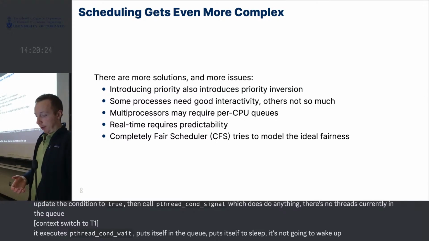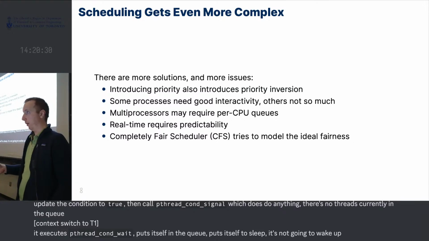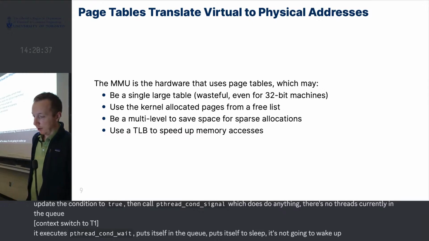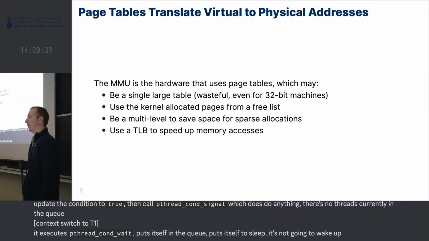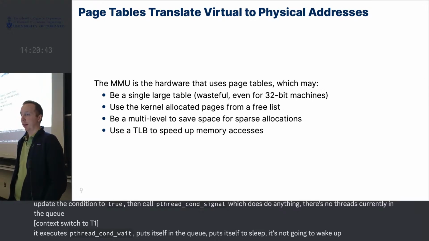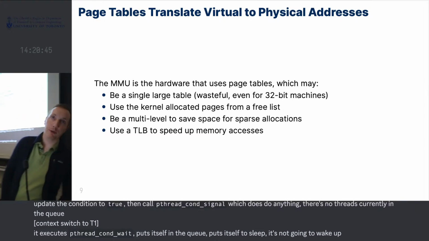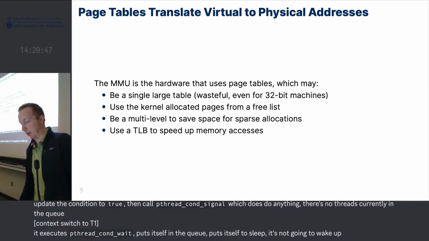Then finally, we saw the completely fair scheduler, which is what Linux uses today, and that tries to model ideal fairness where if we have 3 processes, each of them gets 1/3 of the CPU time. Then we saw page tables, everyone's favorite topic. All page tables did was help you translate a virtual address to a physical address.